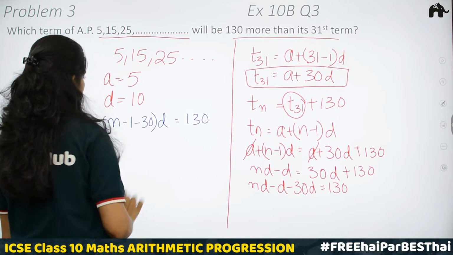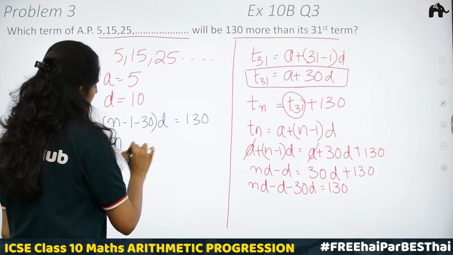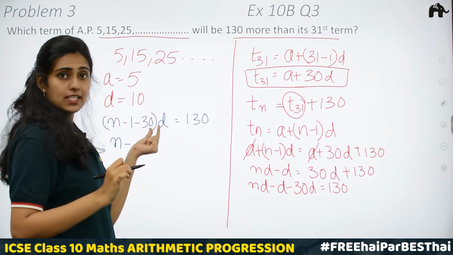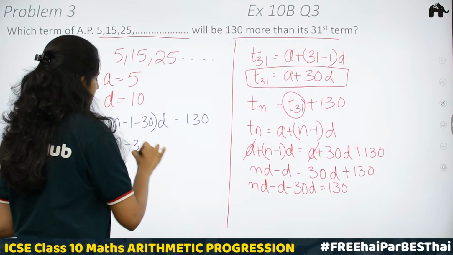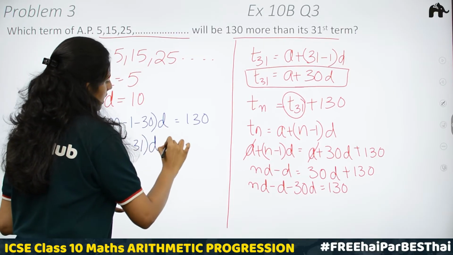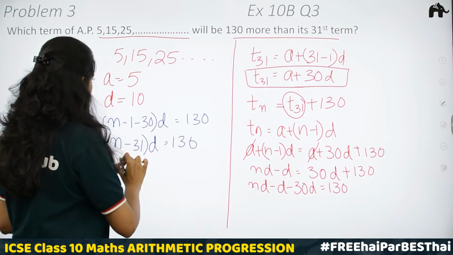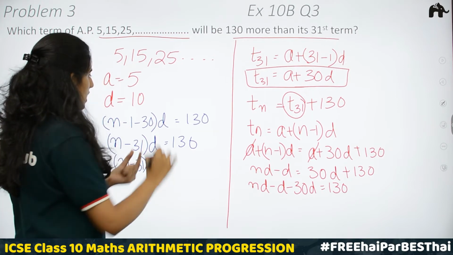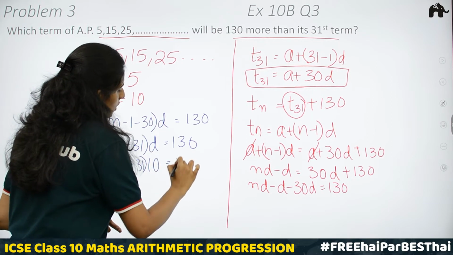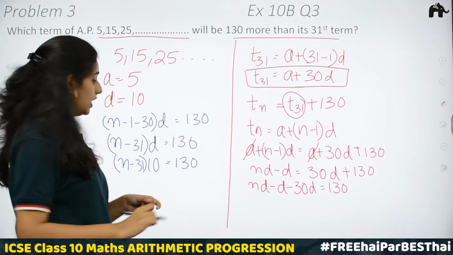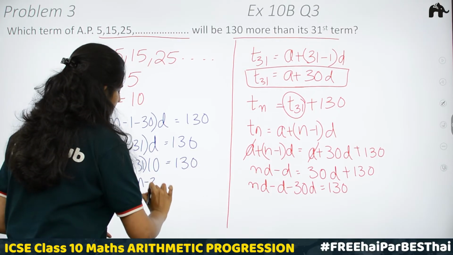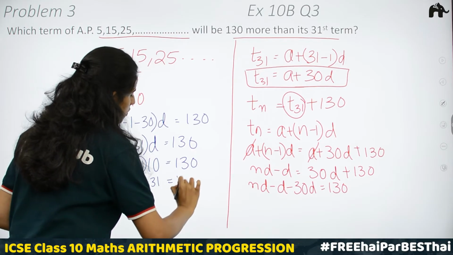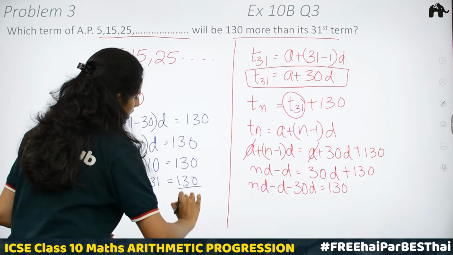D is equal to 10. Substituting, n minus 1 minus 30 is n minus 31. So (n minus 31) into D, that is 10, is equal to 130. Okay. n minus 31 is equal to 130 divided by 10.